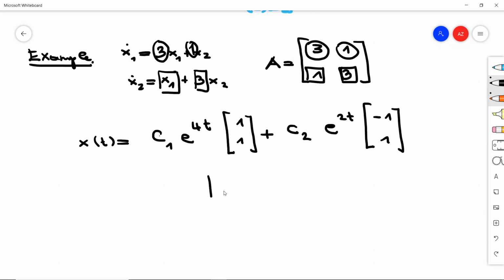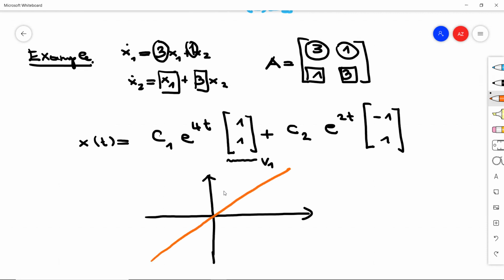So if I just write a phase portrait in this case, and then we will also do it in MATLAB. One eigenvector is 1, 1. This is, let's say, V1. And then the other is V2, the one which is perpendicular to it. Now, lambda 1 is bigger, so this 4 is bigger than 2.